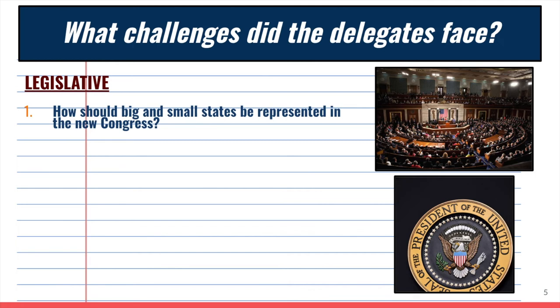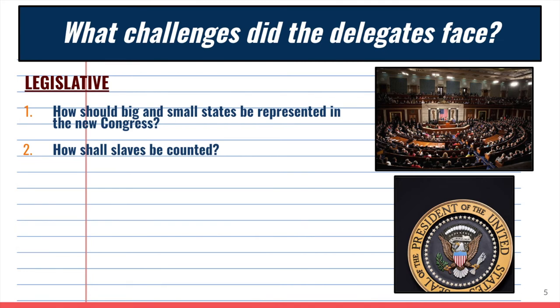It's even a huge question now in today's world in terms of how people feel about the House versus the Senate, and we'll get into that in the next lesson, and how people feel about the way we elect the president, which we're going to get into two lessons down the road. But for now, all you need to know is that they really had to figure out this big state, small state thing.